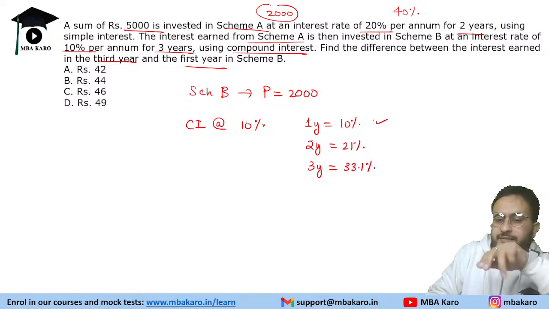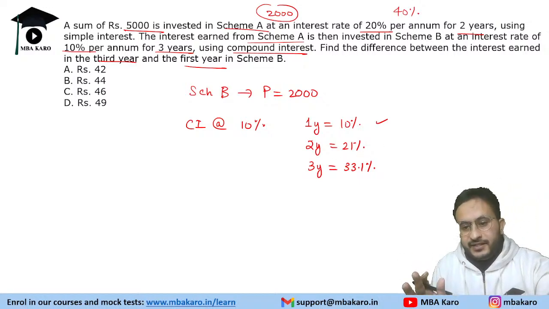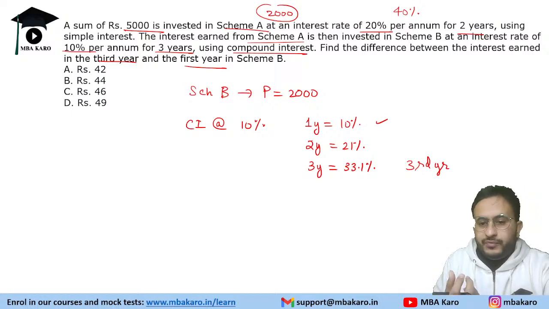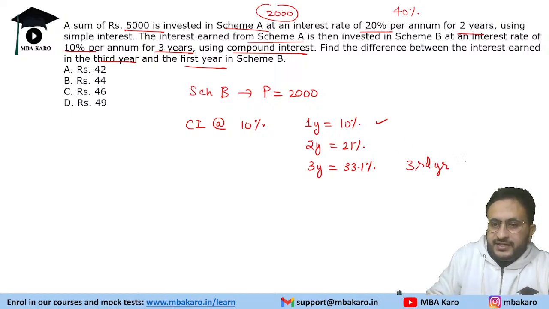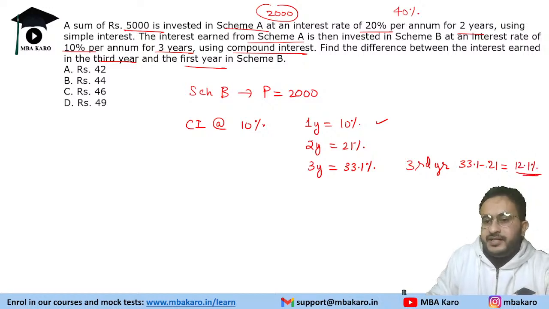So in the first year he got 10% interest. So how much interest will he get in the third year? This is the total after 3 years. Till 2 years, he has got 21% interest. In the third year, he would have got 33.1 minus 21, that is equal to 12.1% compound interest, right? He will get 12.1% interest.